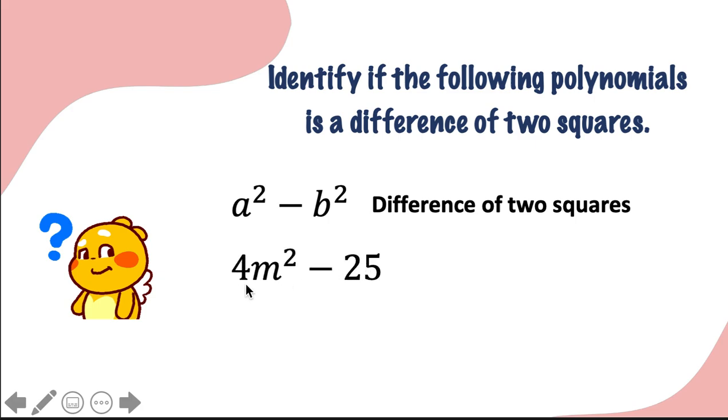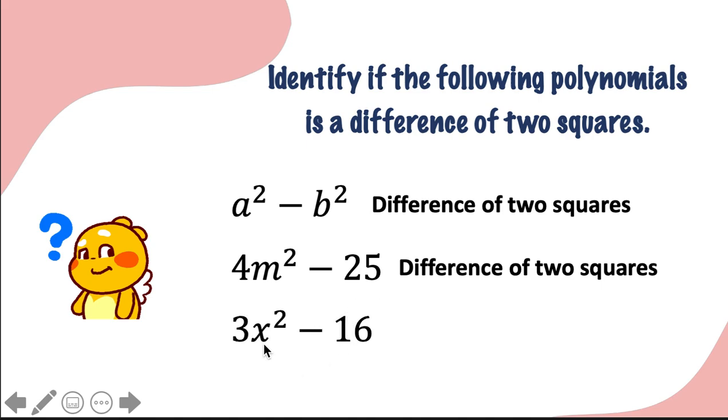Next, we have 4m squared minus 25. So, both perfect squares, correct. Binomial, check. At the same time, the operation is subtraction. So therefore, this one is a difference of two squares.